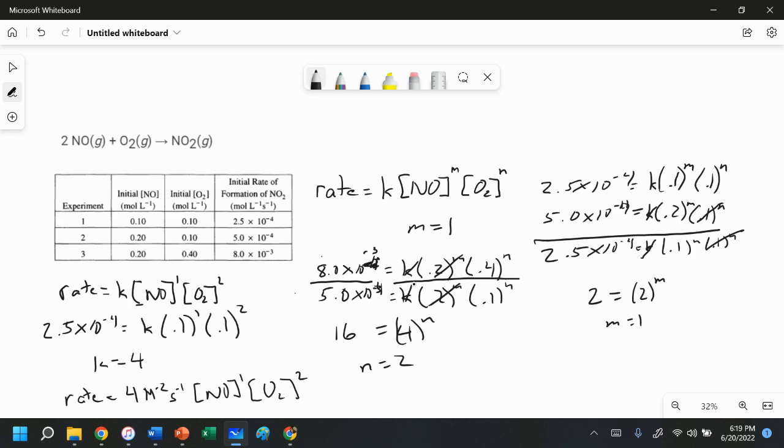Again, if you change the temperature, this value of K would be different because these initial rates of formation would change. So that's a basic introduction to the rate law.